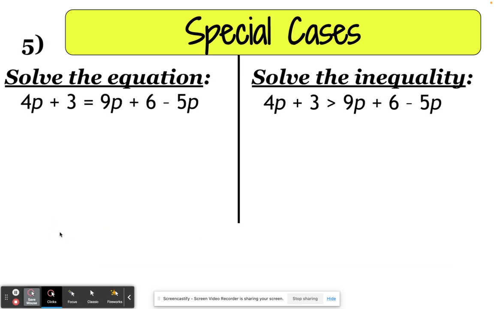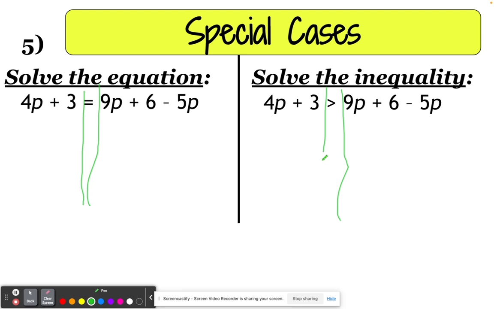Of course, they're not all going to be that nice. Let's look at this next one. Again, my left side and my right side are exactly the same. The only difference is one has an inequality and the other has an equal sign. When I combine the terms over here, I get 4p plus 6. And on this side, I get 4p plus 3.